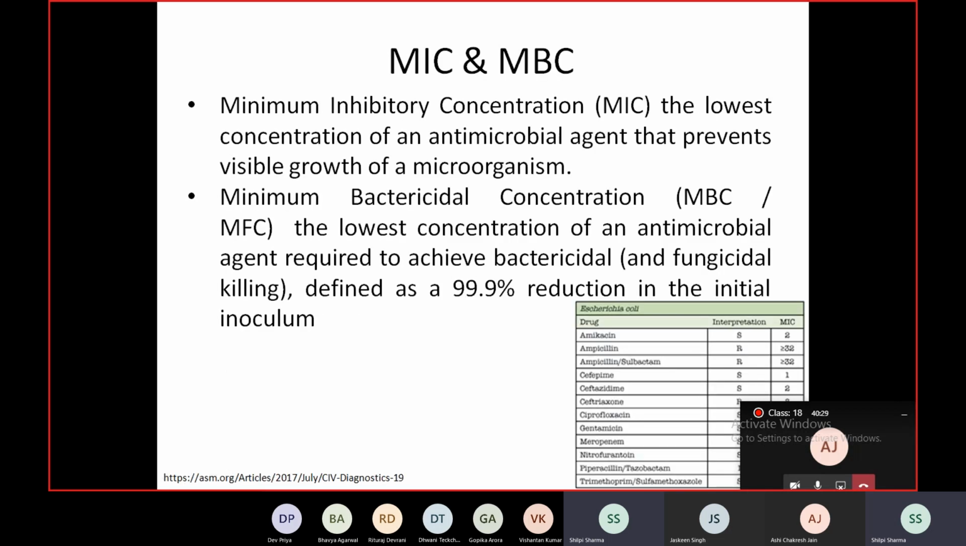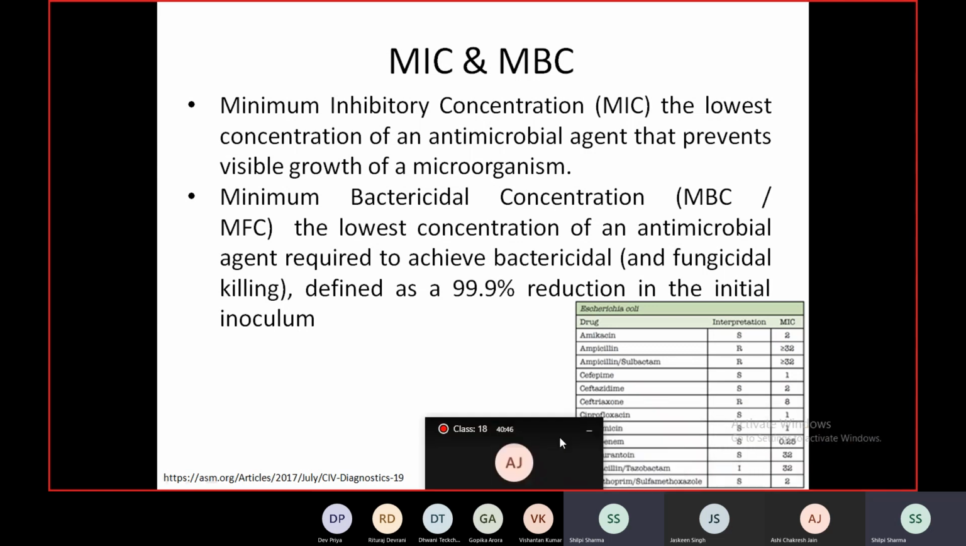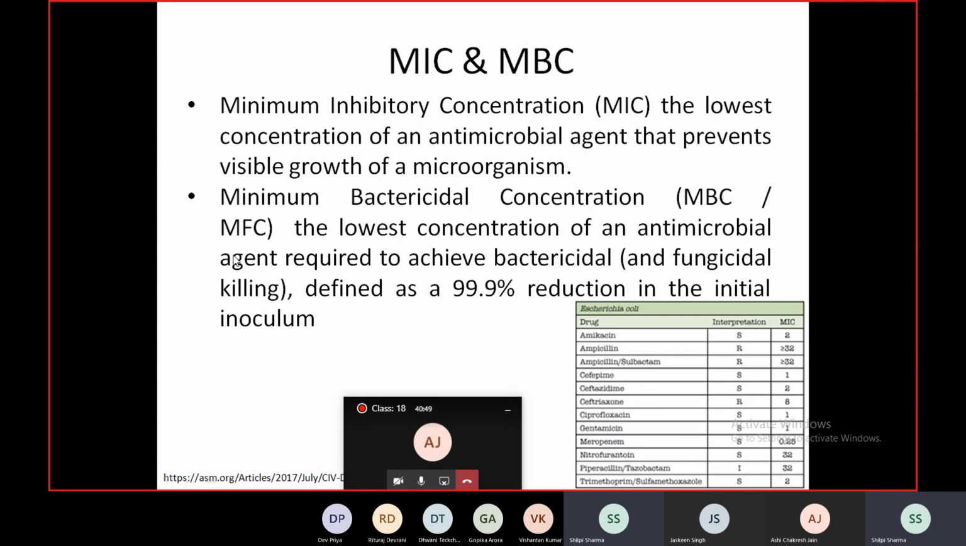Now there are two terms, MIC and MBC, wherein MIC is considered as a gold standard for determining the susceptibility of organisms. In fact, both of them are used under different conditions. One is minimum inhibitory concentration, and the other one is minimum bactericidal concentration. It could even be fungicidal concentration depending on the agent that you use. Minimum inhibitory concentration is the lowest concentration of an antimicrobial agent that prevents visible growth of a microorganism. So it's inhibiting the microorganism.